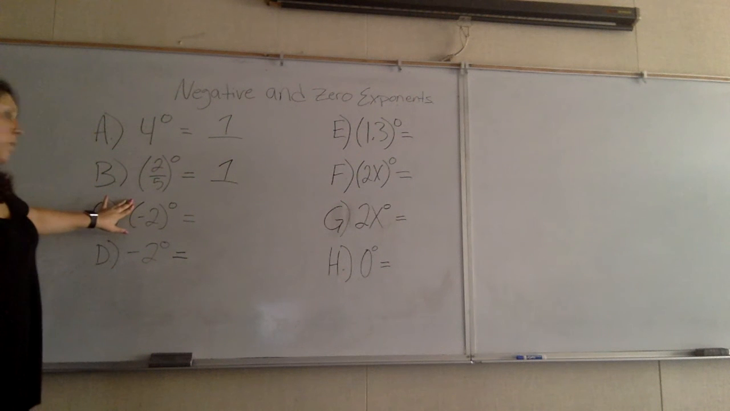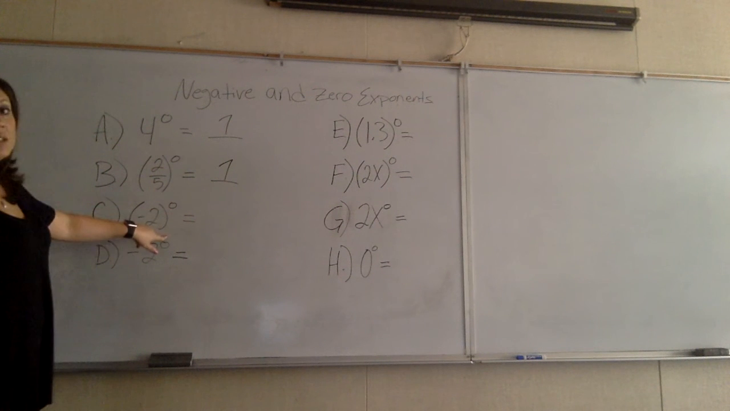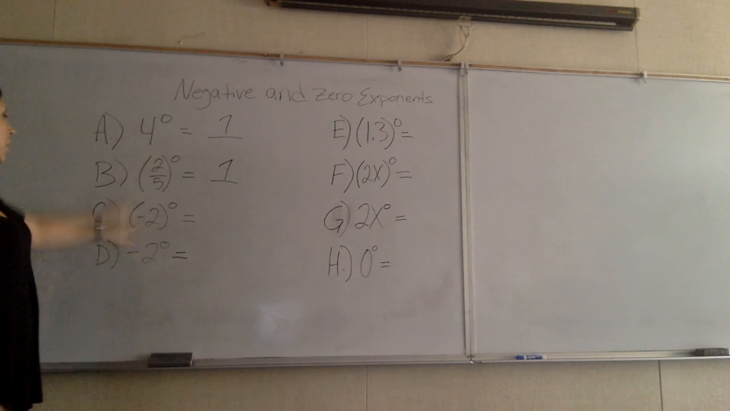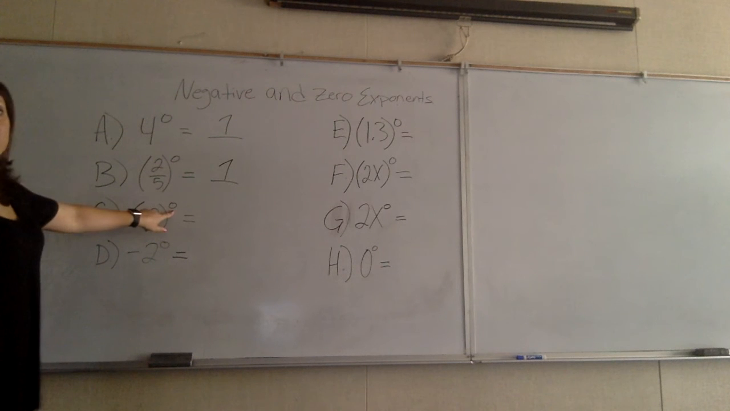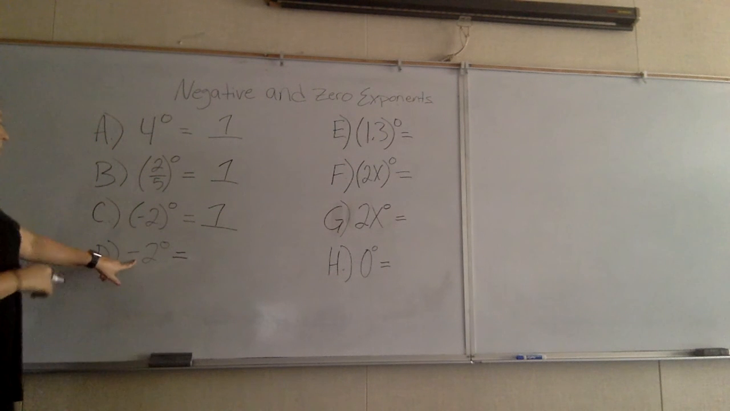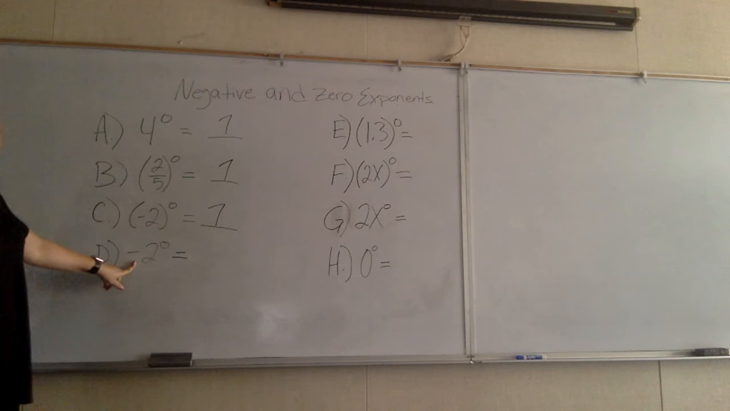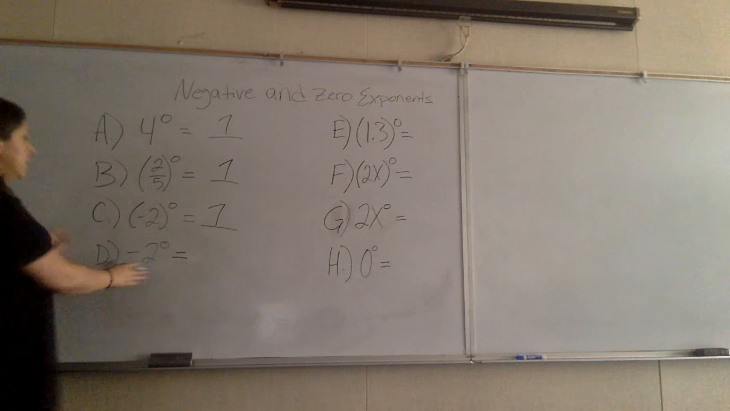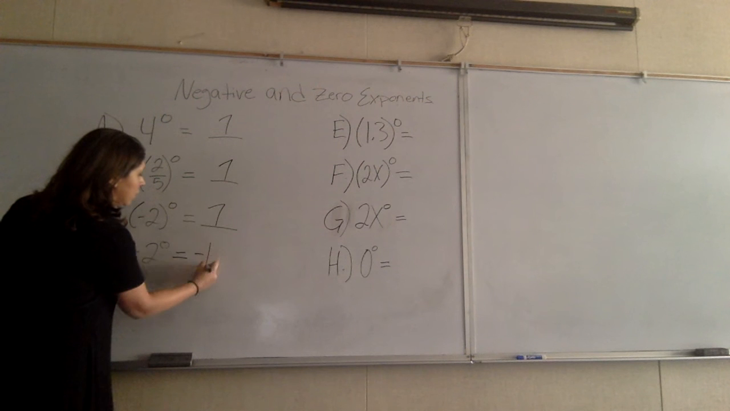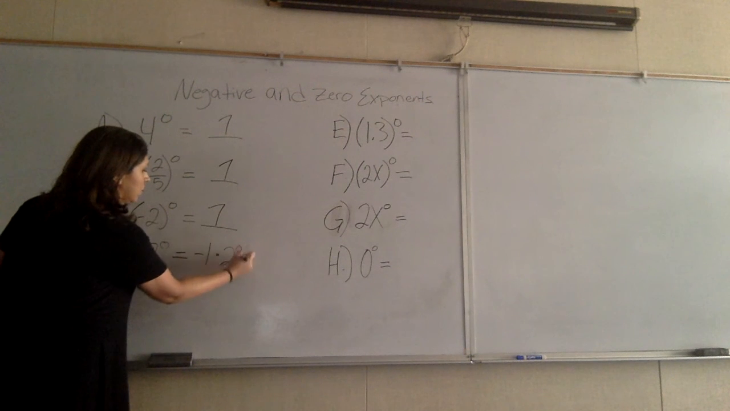When I have a negative though, if I have parentheses around the negative and the number, just like I have here, parentheses -2, and it's to the 0, this is going to be 1. However, if I have a negative without parentheses, it is not going to be 1. This is letting me know that the 2 has the exponent. This negative is separate. So this is the same thing as me saying -1 times 2 to the 0.